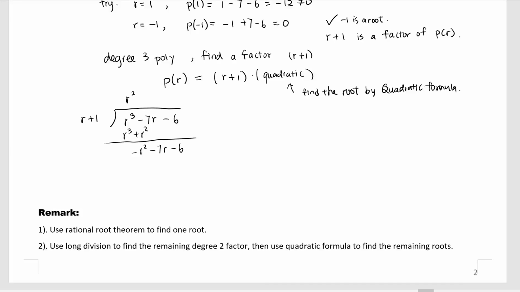What do we multiply by r to get minus r squared? Minus r. So minus r squared minus r. Use the first line, subtract the second line. We have minus 7r plus r, which is negative 6r, minus 6. What do we multiply here? Minus 6. So we have negative 6r and then minus 6. And the answer is 0.